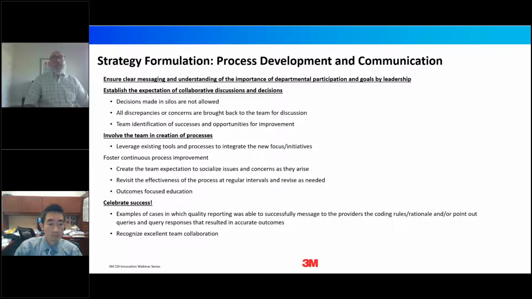I think it's really important when you do any kind of project or development within a CDI program that you have good, clear messaging. You have to have goals set. You have to have an understanding of the importance of the work. And so it was really important for us as a team, and the journey really started for me in 2018 when we began to plan for the implementation of 3M360.